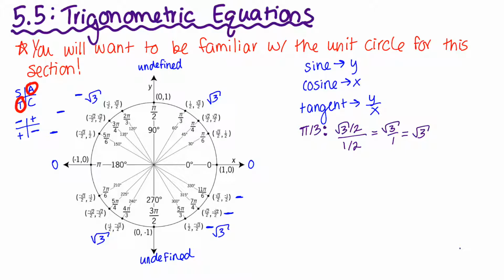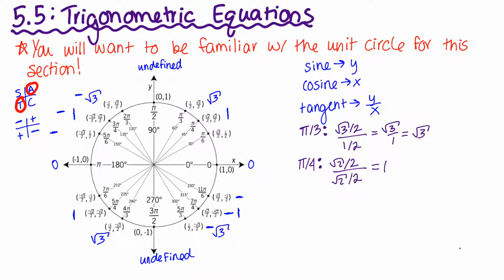For the pi over 4s, these ones are a lot nicer, right? You have root 2 over 2, comma, root 2 over 2. So it's root 2 over 2 over root 2 over 2. This is just going to come out to be 1. So I have 1, -1, 1, -1.